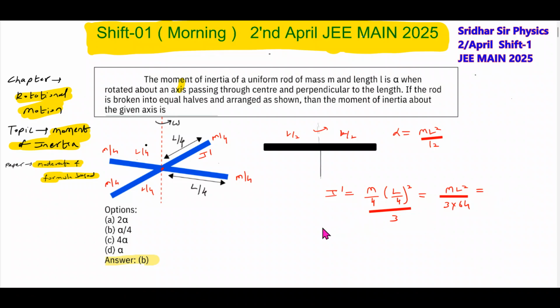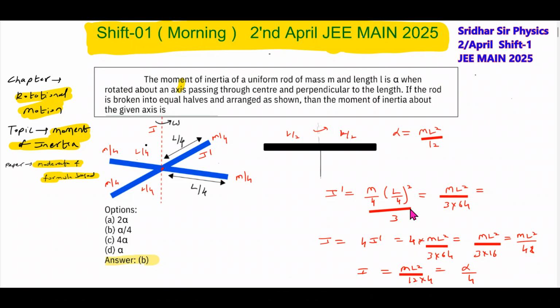Now the total moment of inertia of the system will be 4 I dash. Why 4? Because 4 such rods are there. So this will become 4 into ml square by 3 into 64. 16 will come, so this will become ml square by 48. But we have to express it in terms of alpha. So this will become ml square by 12 into 4, since 12 into 4 is 48. So this will become alpha by 4. This is the moment of inertia of this system.